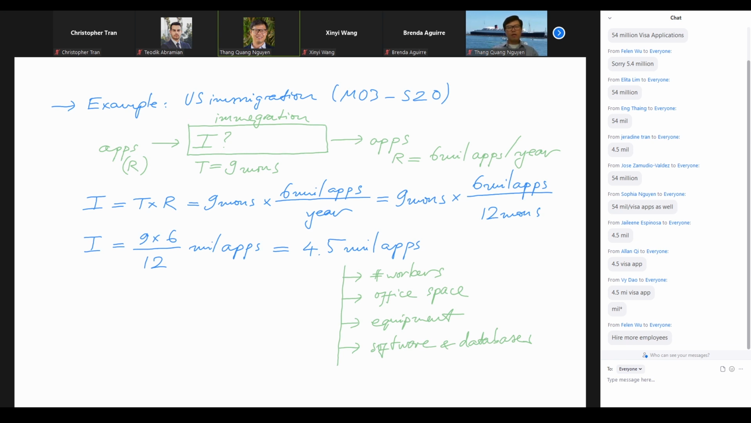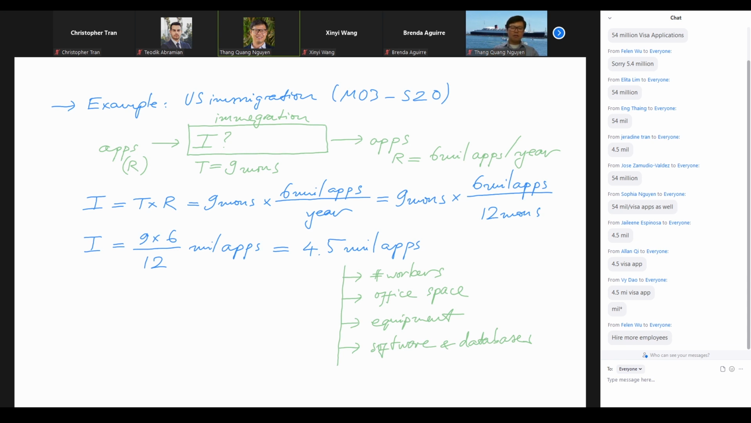During your calculation, please always keep the units, and then at the end, the final built-in unit is going to be correct, and you can easily make sense of the result. We have 4.5 million applications in our inventory, and then to handle that big inventory, you have to make the decision on the size of the business.